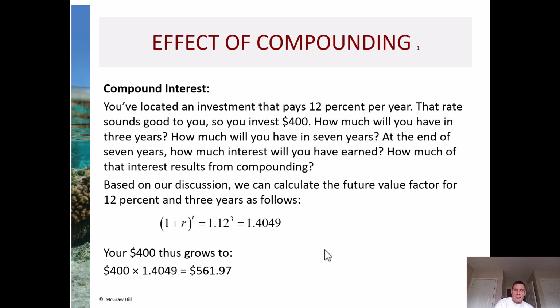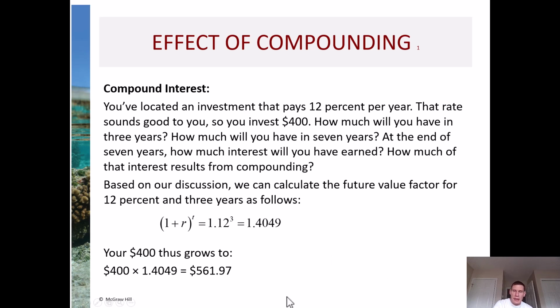So the effect of compounding. Compound interest. Let's look at an example. You've located an investment that pays 12% per year. The rate sounds good to you, so you invest 400 bucks. How much will you have in 3 years? How much will you have in 7 years? At the end of 7 years, how much interest will you have earned? How much of that interest is going to result from compounding?